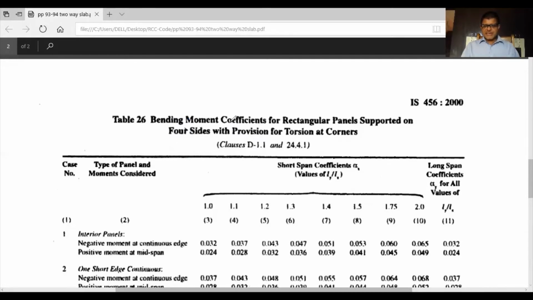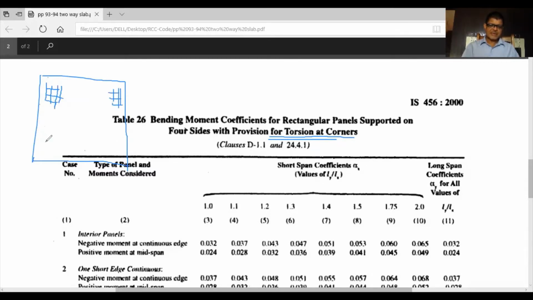Bending moment coefficients for rectangular panels supported on 4 sides with the provision of torsion at the corners. So in case of this 2A slab, restraint slab, in addition to the main reinforcement, you will provide the torsional reinforcement wherever required at the corners. It is not given in simply supported slab, but if the 4 edges are discontinuous, then you have to provide torsion reinforcement at the corners wherever it is required. So in 2 layers it will be provided.